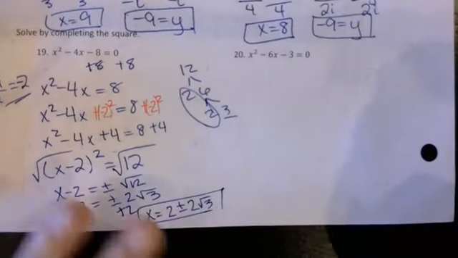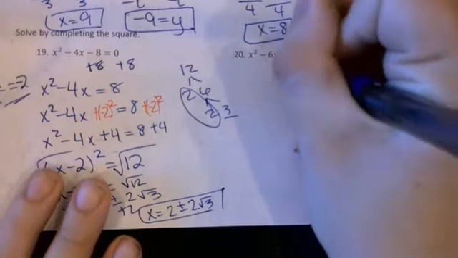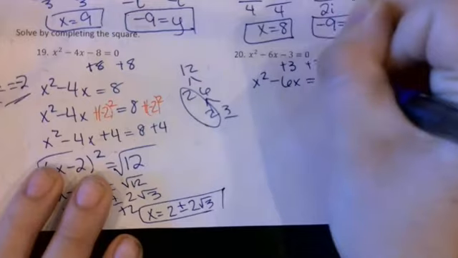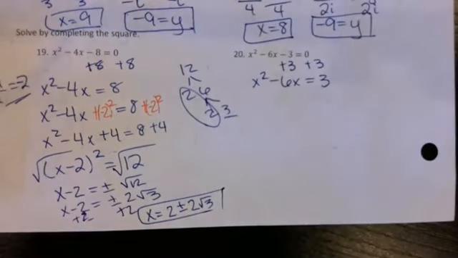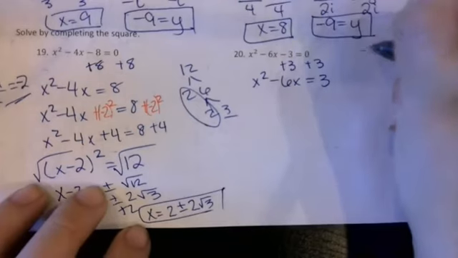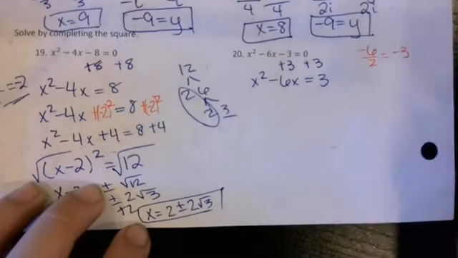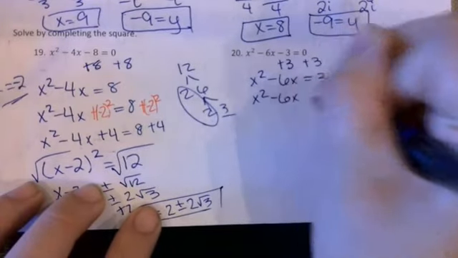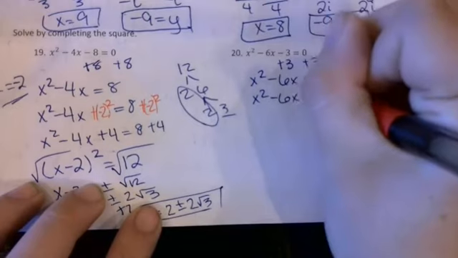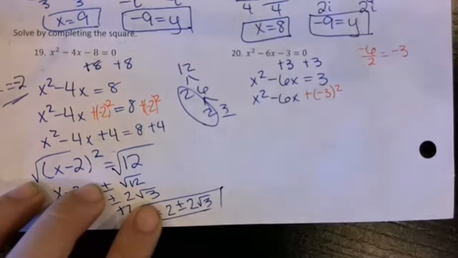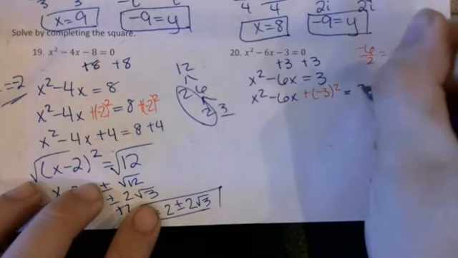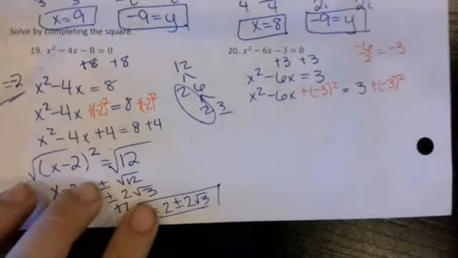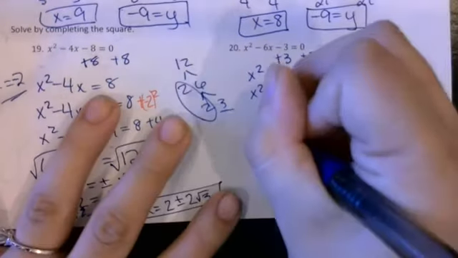Same thing for number 20. I want to get my number over to the other side. So I add 3 to both sides. Then I have x squared minus 6x equals 3. I want to find half of my b value, so I'm going to do negative 6 divided by 2, which gives me negative 3. So then I'm going to add negative 3 squared to both sides. Negative 3 squared is 9.